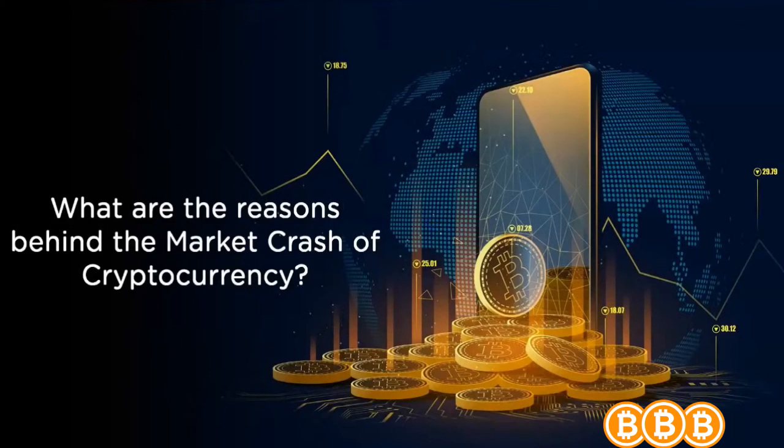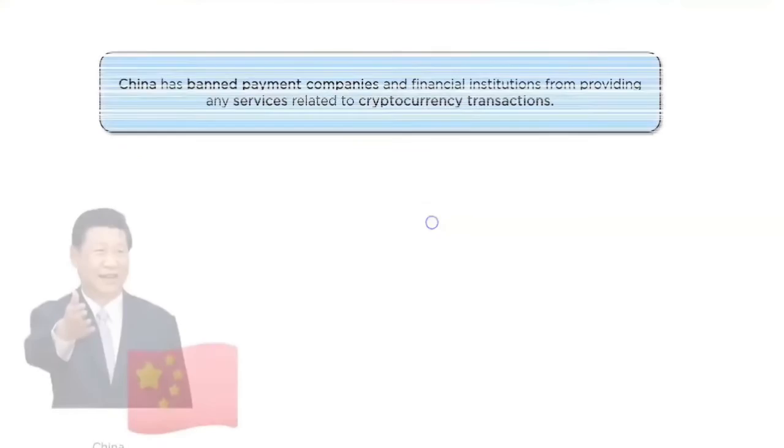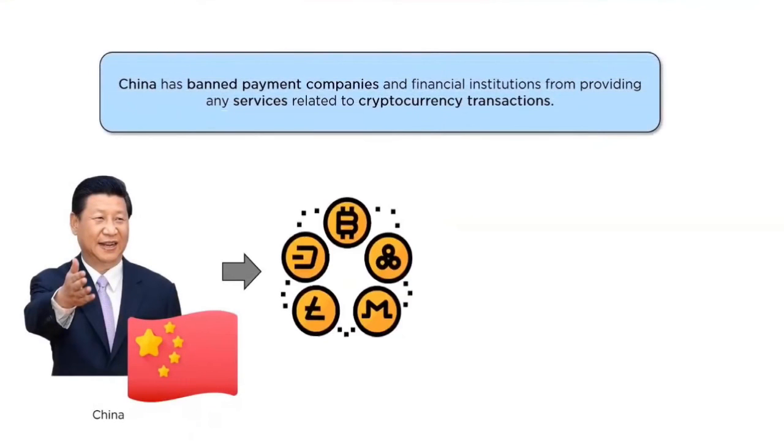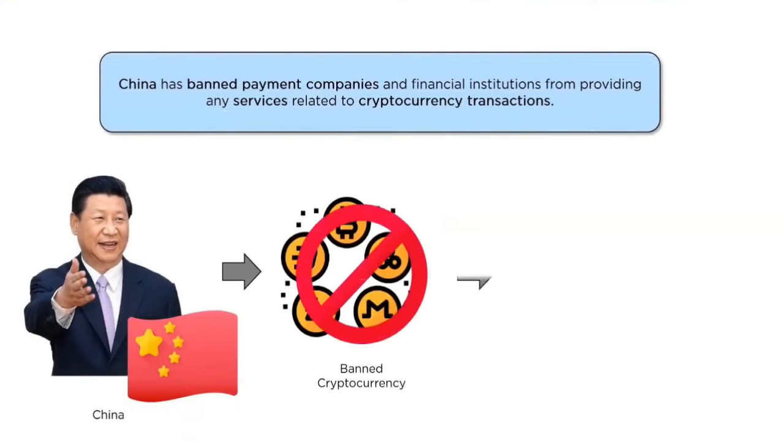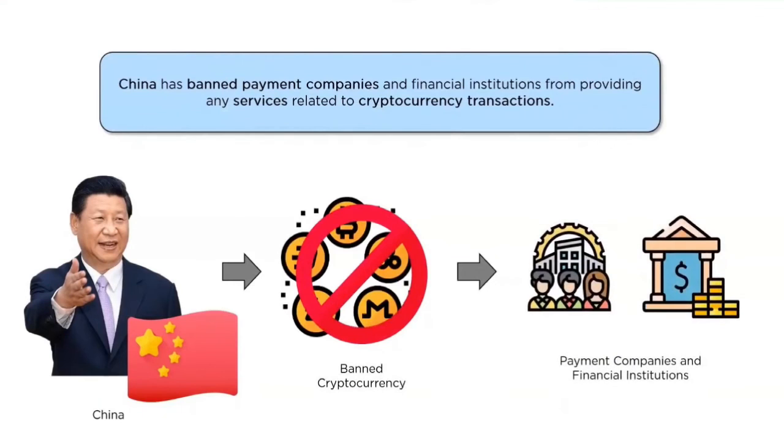So that makes me question what the reasons behind the market crash of cryptocurrency are. On 19th May 2021, the crypto market saw a massive drop in prices of cryptocurrencies, including Bitcoin, Ethereum, and BNB, crashing up to 30% within a span of just 24 hours. This came in the backdrop of the Chinese regulators announcing a ban of cryptocurrency.